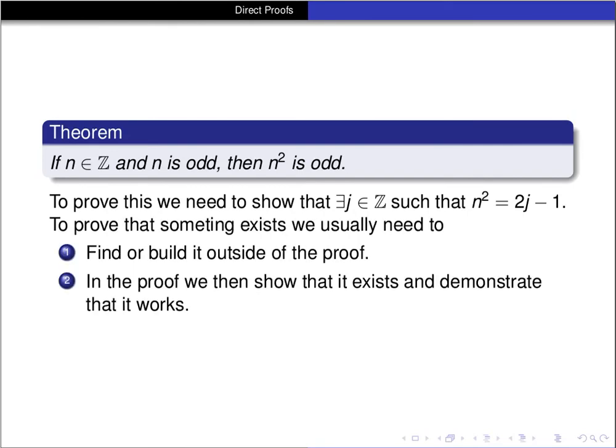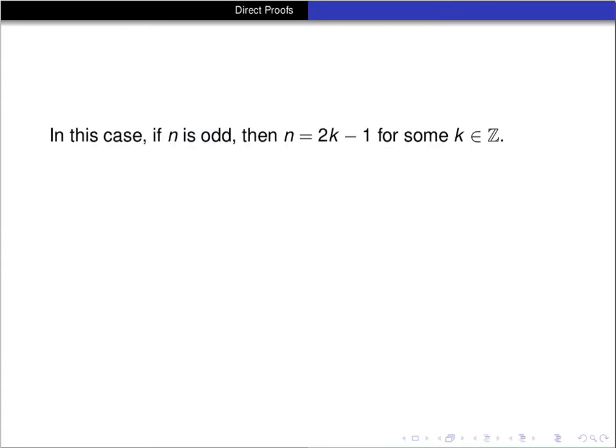To prove that something exists, we usually need to find it or build it outside of the proof. So this is going to involve some ingenuity, some trial and error, and some scratch work that you don't want to include in your proof. In the proof, once you've found it, you want to explain why it exists, show that it exists, and demonstrate that it works. Let's try that in this case.